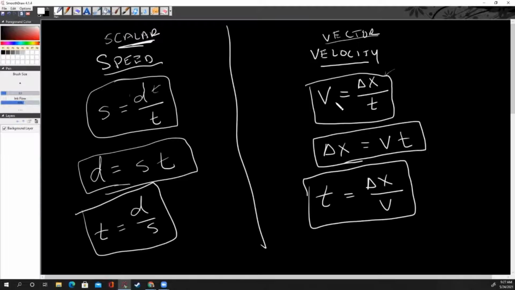walking and going to school. What's his average velocity? His average velocity would be 0.